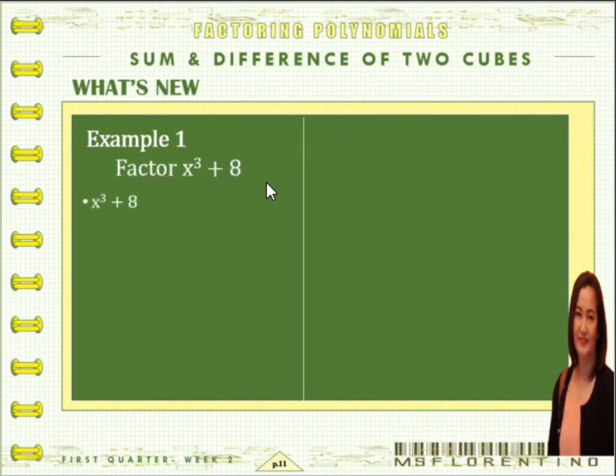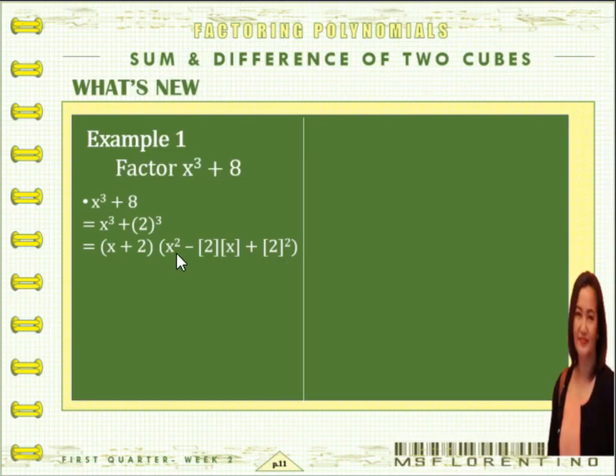To factor this, we ask, how can we get the first and the second term of the binomial factor? How about its sign? We know that x cubed plus 8 is the same as x cubed plus 2 raised to the power of 3. Therefore, we can say that the cube root of x cubed is x and the cube root of 8 is 2. Our binomial factor will be x plus 2. What about the trinomial factor?